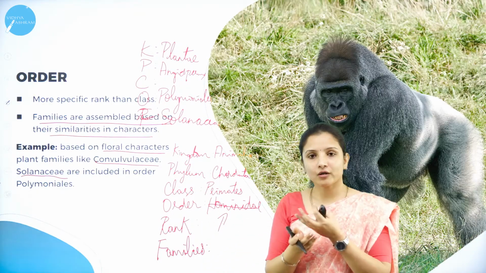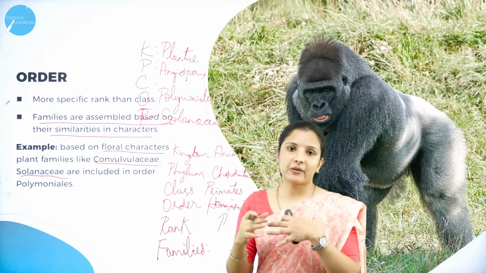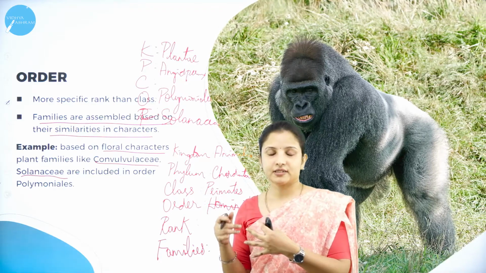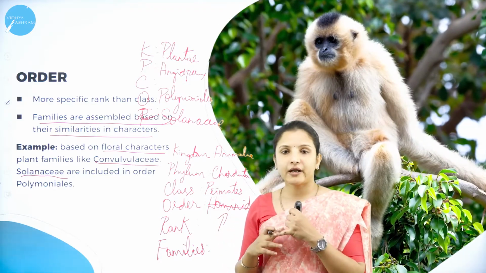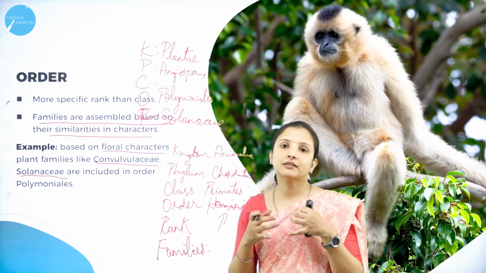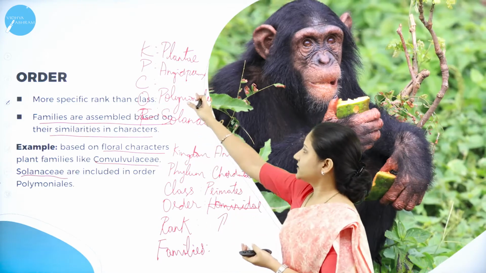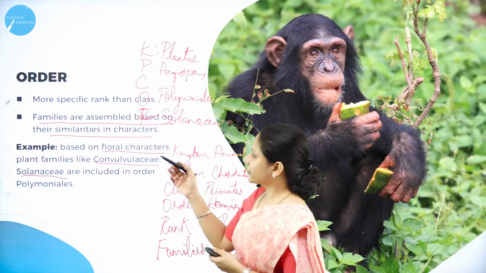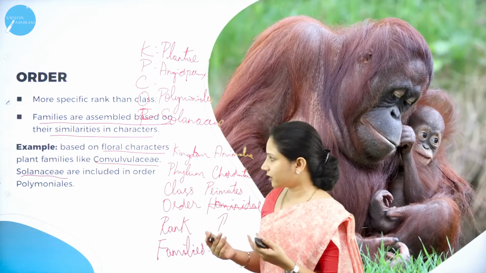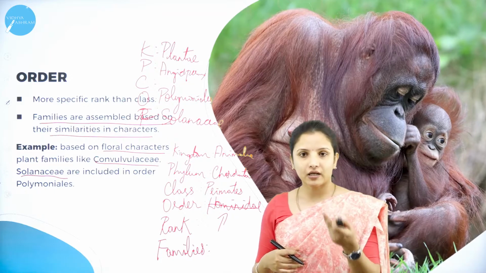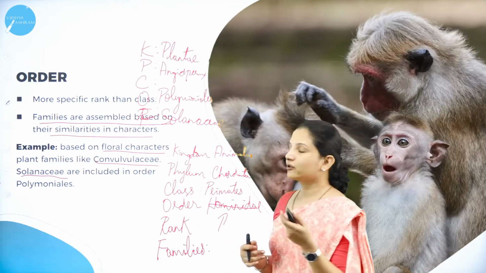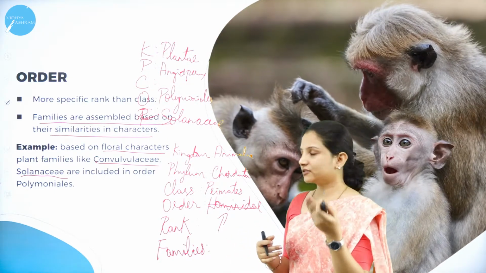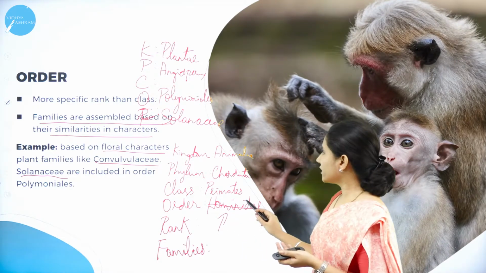So how was the order decided? Based on the family. So family is Solanaceae. Under Solanaceae, we have tomato, brinjal, chili, all that comes under Solanaceae. They are placed under polynomials. So that is how it is categorized. So order, say for example, based on the floral characters, the plants like Convolvulaceae, Solanaceae are included in order polynomials. Just like that, how I told you, order Hominidae.